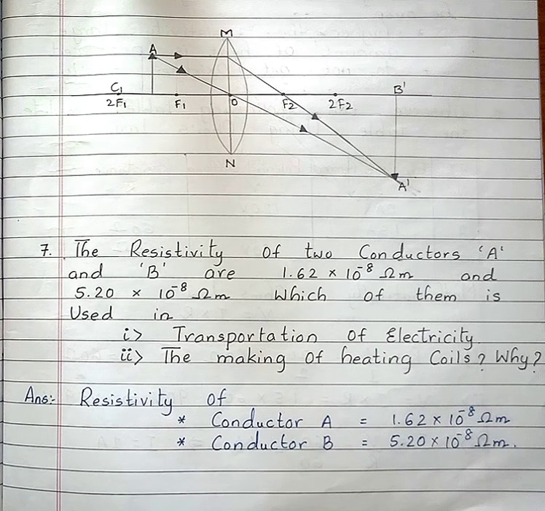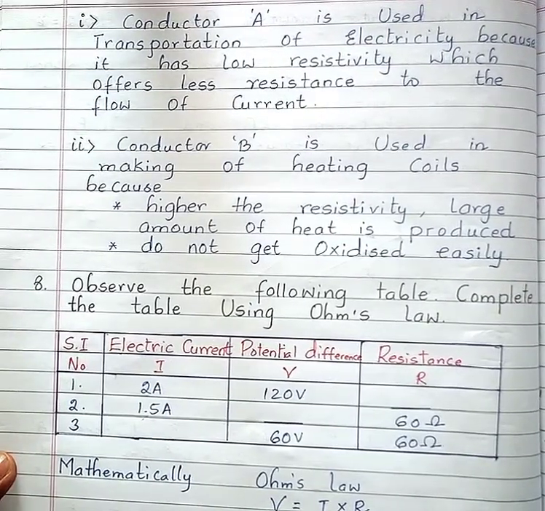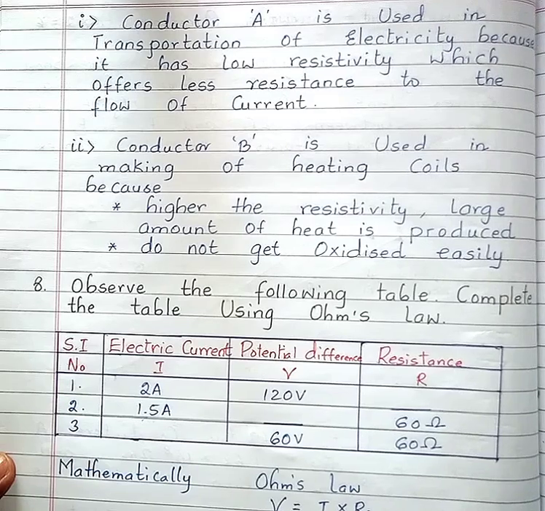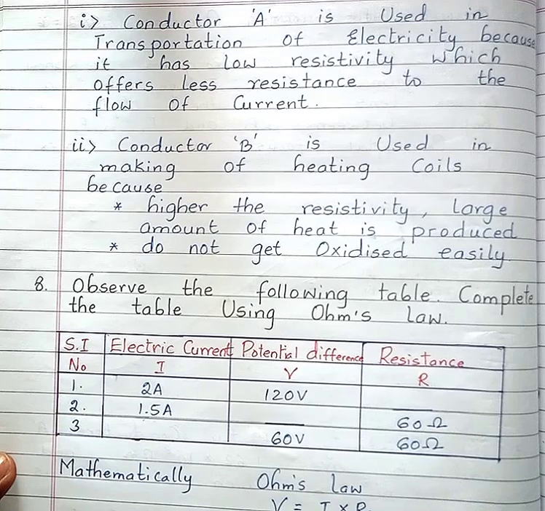Question 7. The resistivity of two conductors A and B are 1.62 into 10 to the power of minus 8 ohm meter and 5.20 into 10 to the power of minus 8 ohm meter. Which of them is used in transportation of electricity? Second one, the making of heating coils. Why?